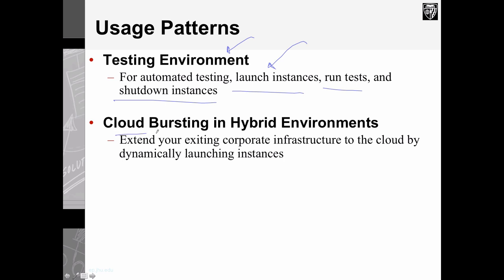The next usage pattern we want to talk about is called cloud bursting. If you have an application that requires additional capacity that your current or existing data center cannot provide, you can use what's called cloud bursting. So you're extending your corporate data center or corporate infrastructure into the cloud for a short duration of time, and then when the surge goes away or when your capacity requirements come down, you can terminate those instances in AWS.